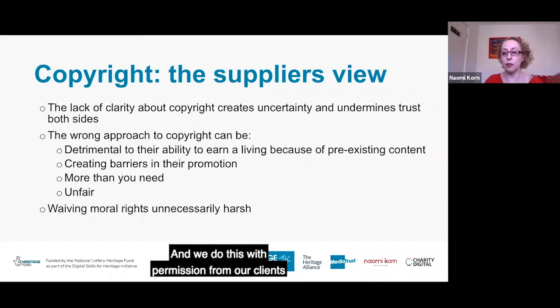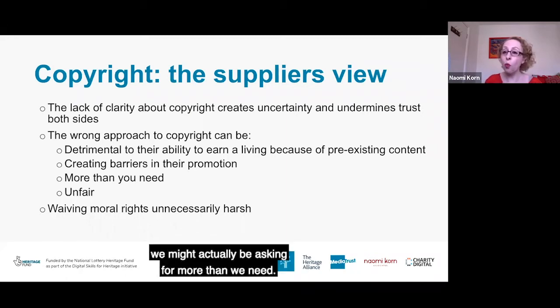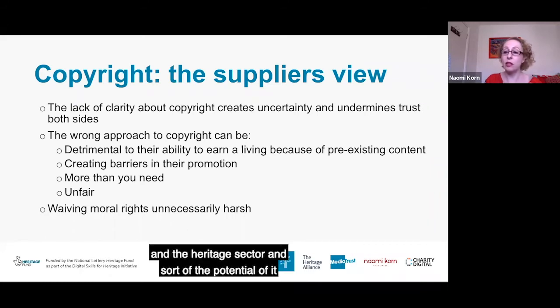And we do this with permission from our clients on our website. Sometimes, if we're not clear about copyright or we're taking the wrong approach, we might actually be asking for more than we need. And as a result of that, we might actually be paying more than we should be. And I would also say too, and there's again a big dialogue that could be had subsequent to this webinar about the relationship between suppliers and the heritage sector, and the potential of it being unfair if too much is being asked for.